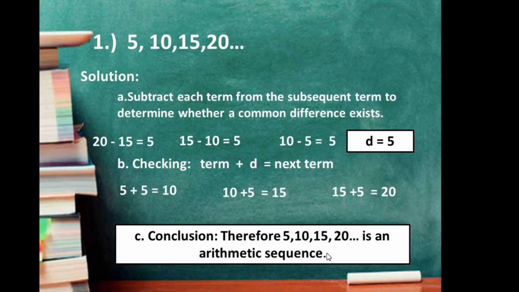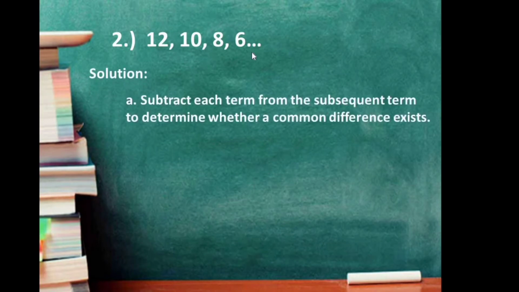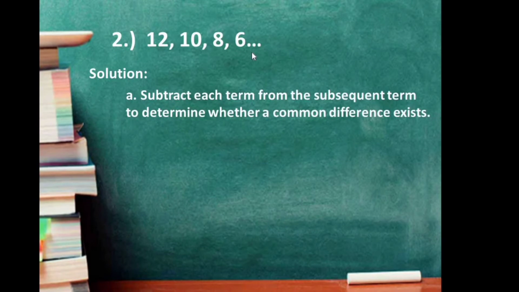Now let's proceed to example number 2. So for example, we have 12, 10, 8, and 6. Same process or solutions for that. First, subtract each term from the subsequent term to determine whether a common difference exists. So again, we have here 6 minus 8 equals blank.